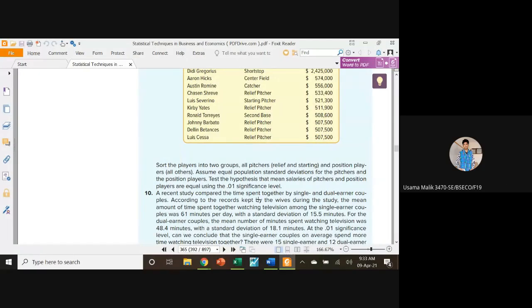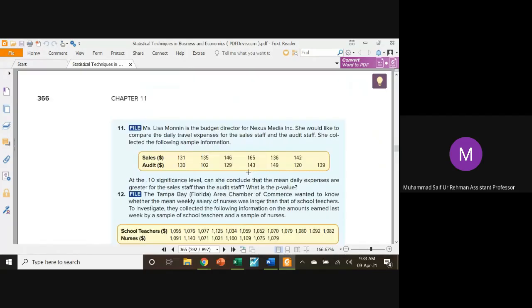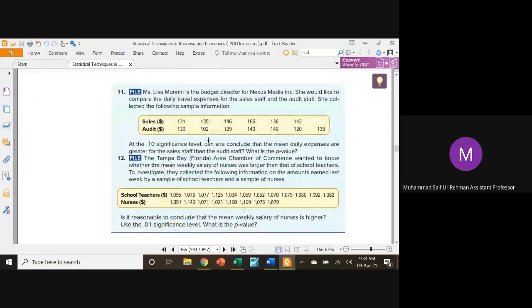Yes, sir. Fine. So other questions are very simple. There shouldn't be any problem. In question number 10, all values are given. You simply have to substitute the values in the formula to find out the t statistic. But in these two cases, data are given, so you will use the data values to find out the required values that you will use in the t statistic. Fine. So I'm sure that you can solve all these questions.